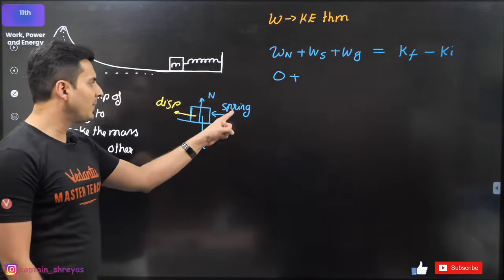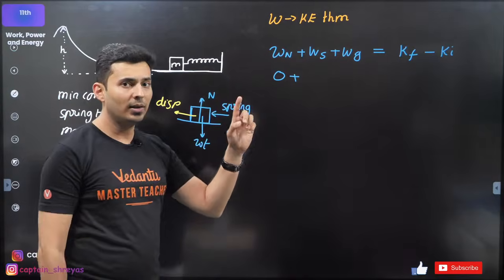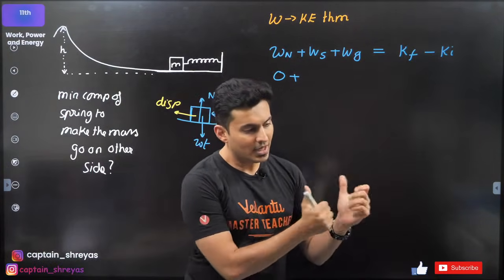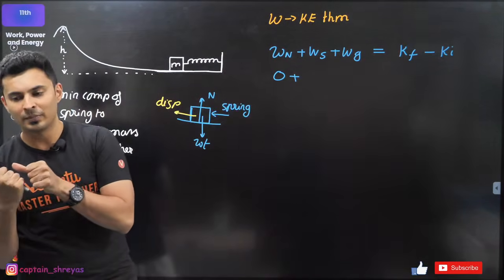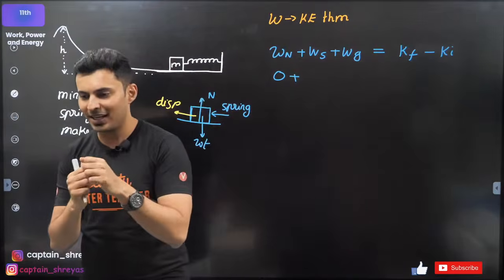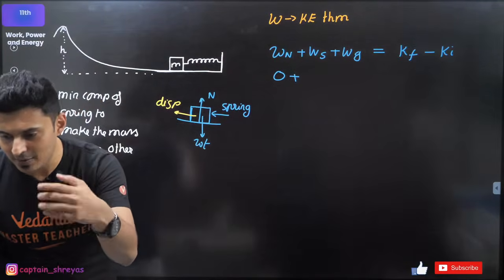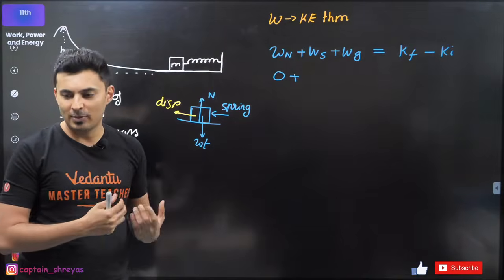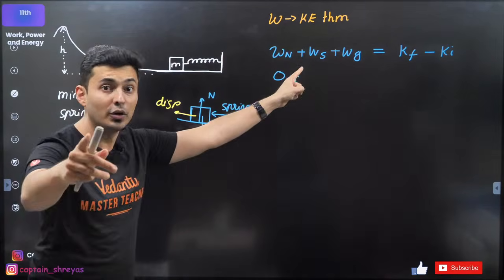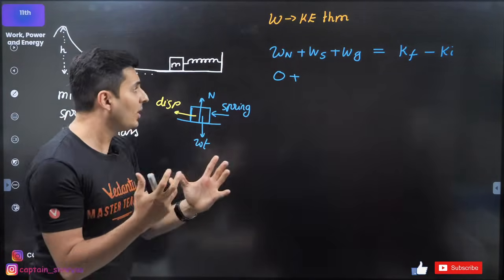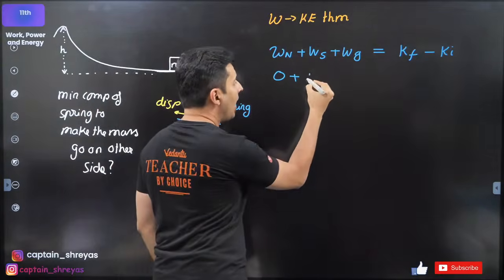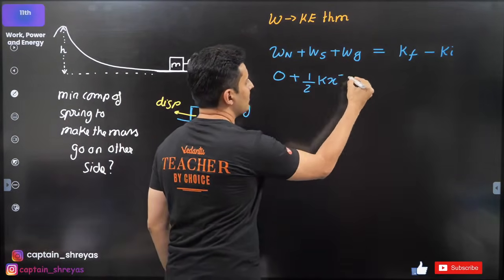Okay, next. Spring, will it do work? I think so, it will, because when you compress it and leave it, the spring is going to push it this way. Yes? Very good. So spring is going to do positive work. How much work will it do? It will do half into k into x square.